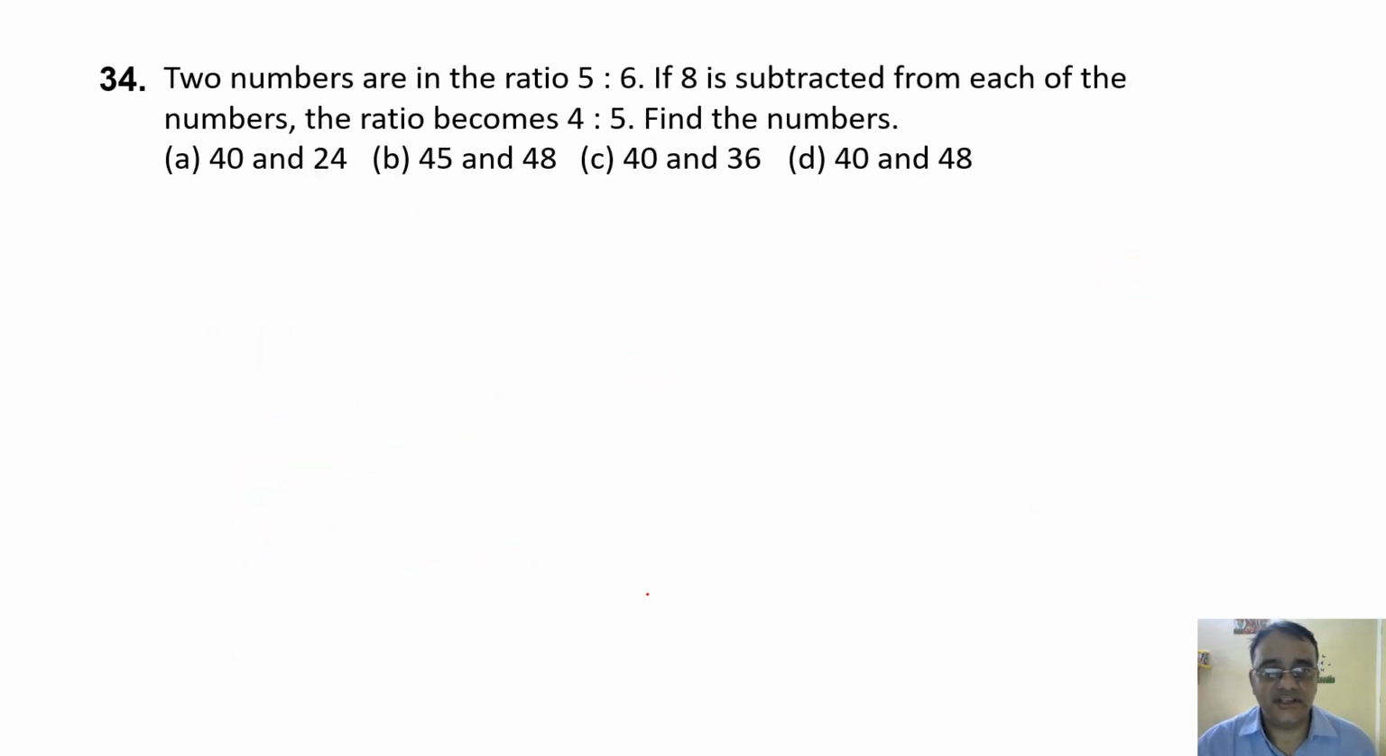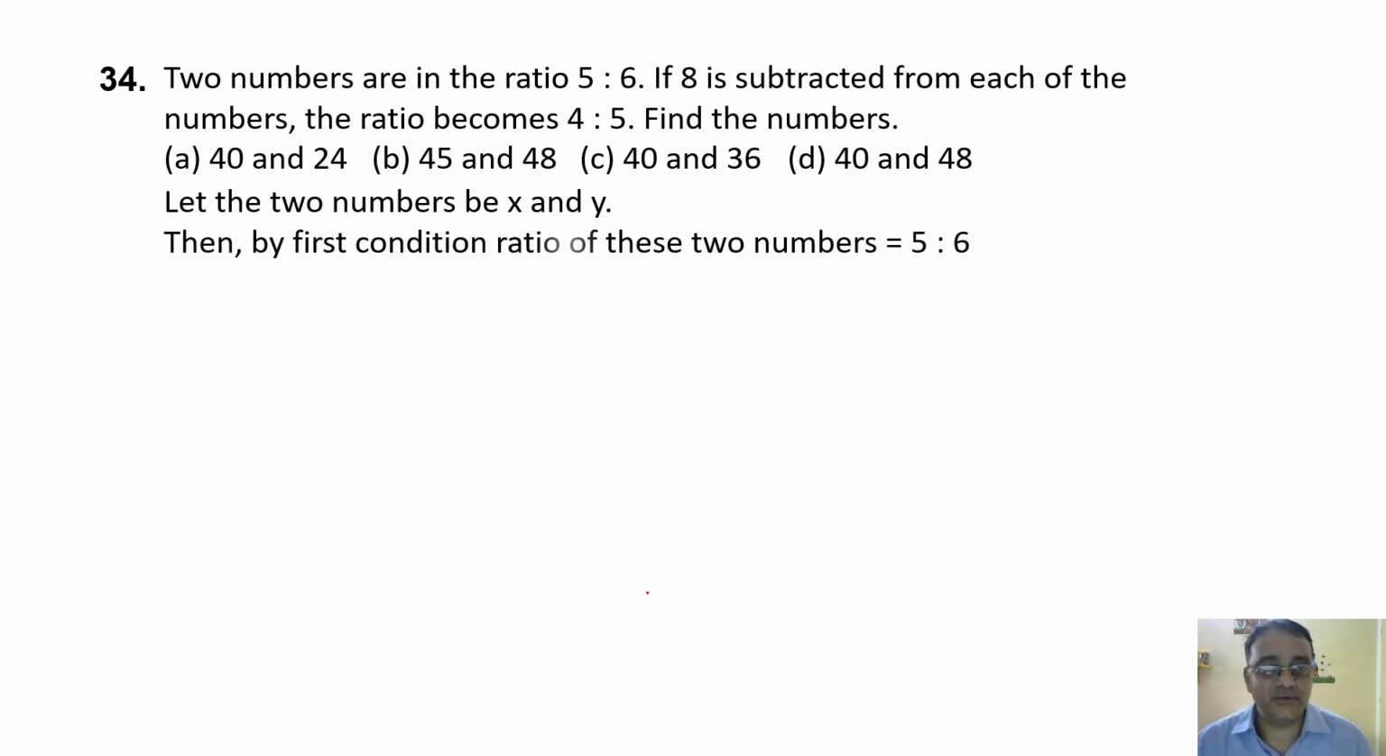Now the next question, 34. Two numbers are in the ratio 5:6. If 8 is subtracted from each of the numbers, the ratio becomes 4:5. Find the numbers. So let the two numbers be x and y. And the ratio of x and y is given as 5:6, that is x upon y is equal to 5 by 6. Let it be equation number 1.